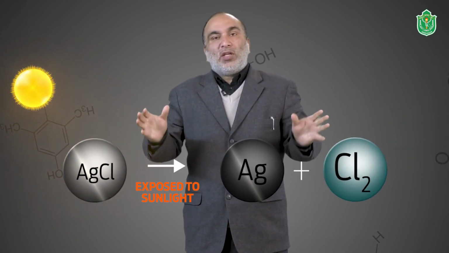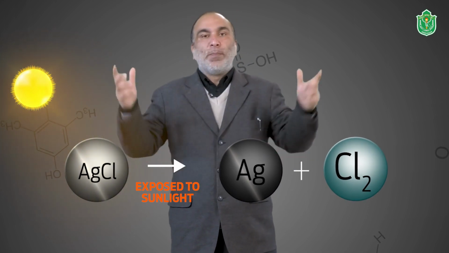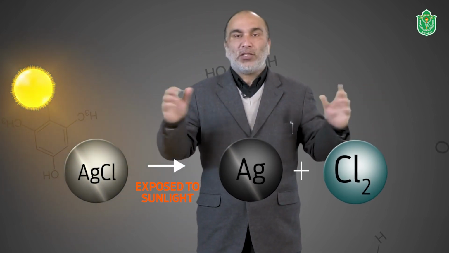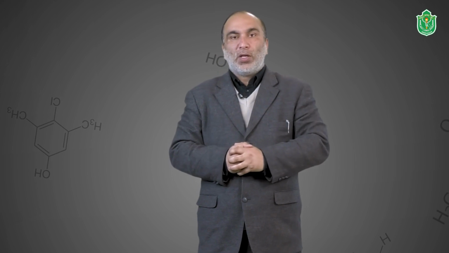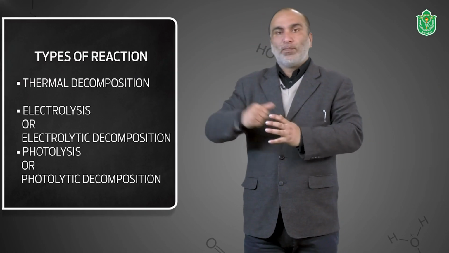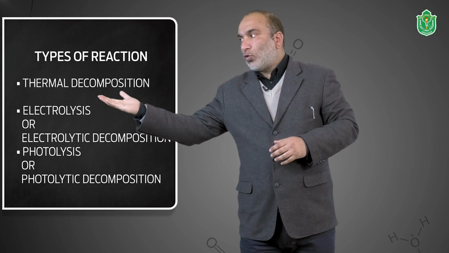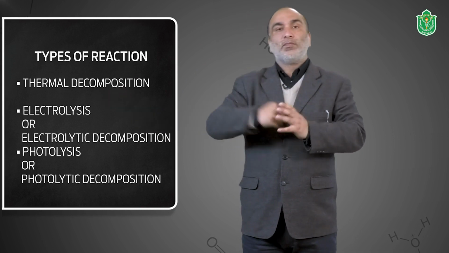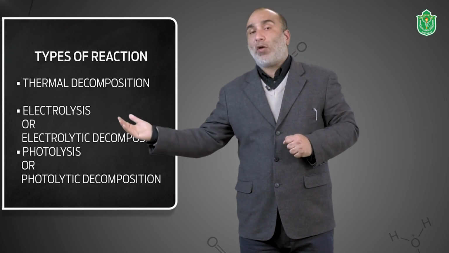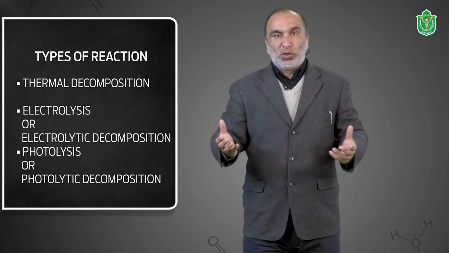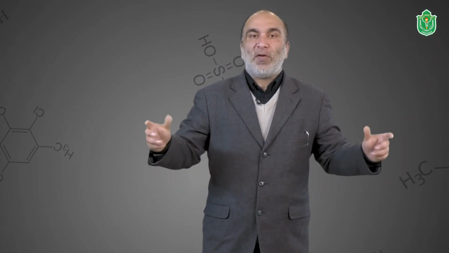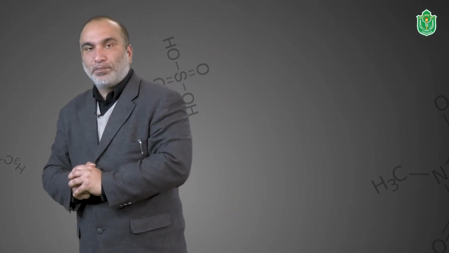So here, the energy which is required to carry out this decomposition reaction is in the form of light. So this type of decomposition is called photolysis. I will repeat. In decomposition reactions, I talked about thermal decomposition, I talked about electrolysis or electrolytic decomposition, and I talked about photolysis or photolytic decomposition, depending upon what type of energy is being used to carry out the decomposition of a given substance or a reactant.